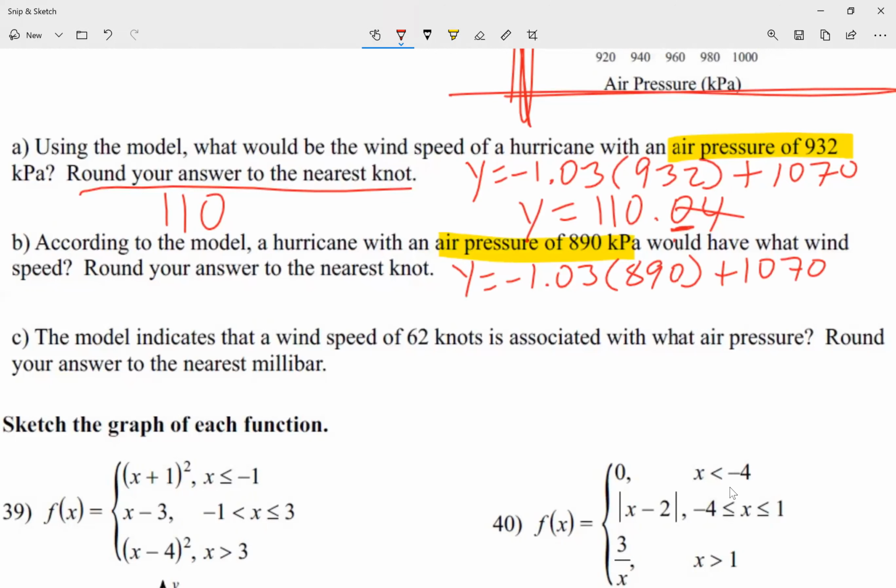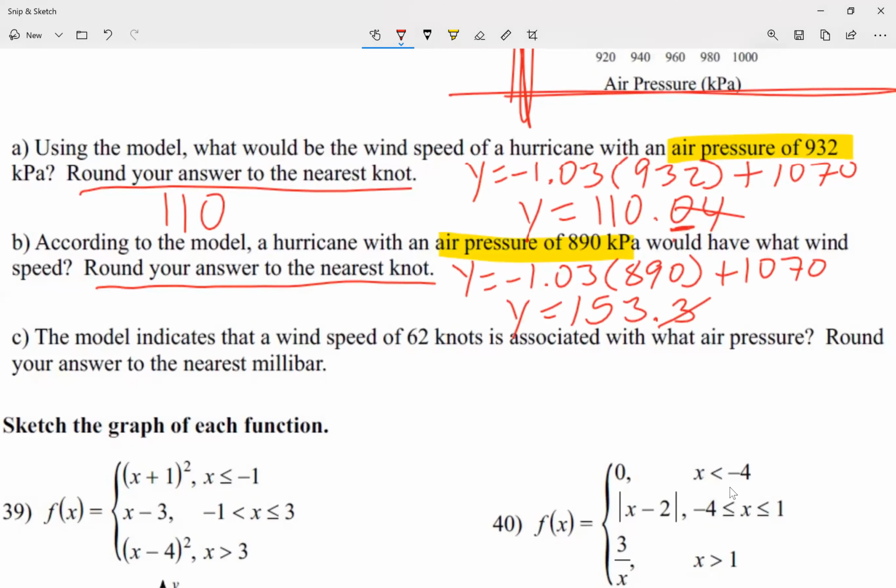Right, do the multiplication first. Negative 1.03 times 890 plus 1070. And I'm going to get that Y equals 153.3. Here it says round your answer to the nearest knot, the nearest whole number. My first decimal place is too small, like 4 or less is small. So my answer will be 153.